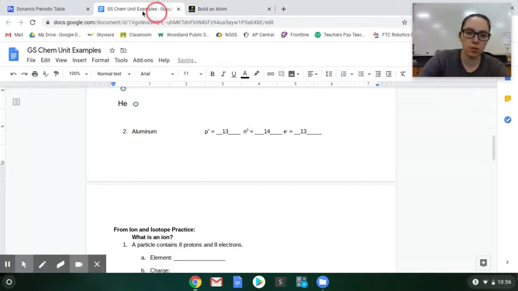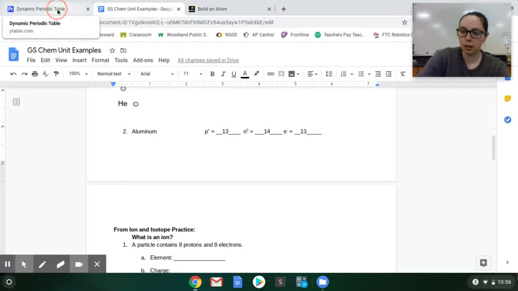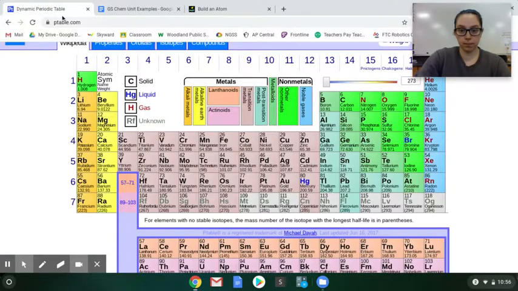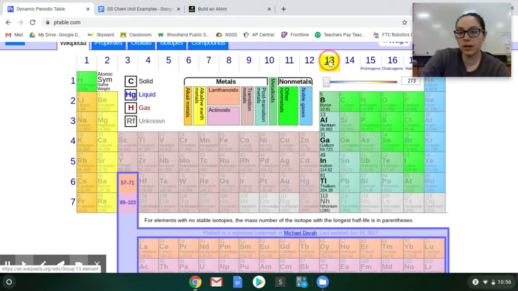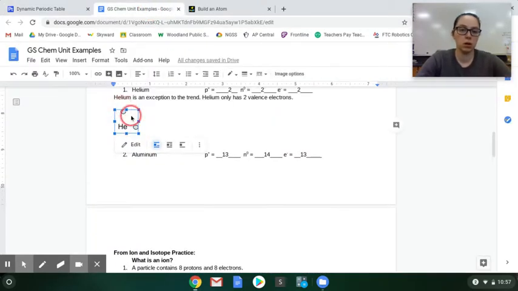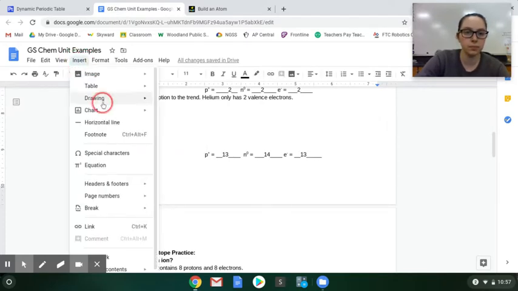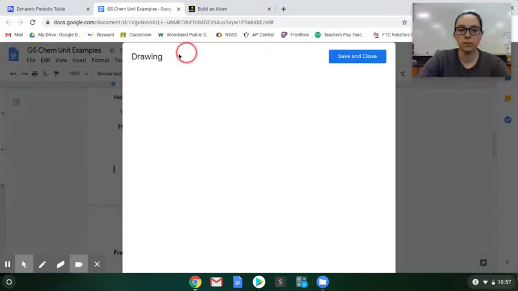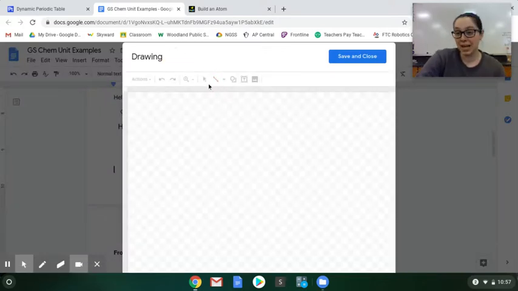So again, I'm going to make my Lewis dot structure. It depends on the number of valence electrons in aluminum. The valence electrons are determined by the group that they're in. Group 13 has 3 valence electrons, so aluminum is going to have 3 valence electrons. We're going to insert another drawing, a new one, and do the same thing.